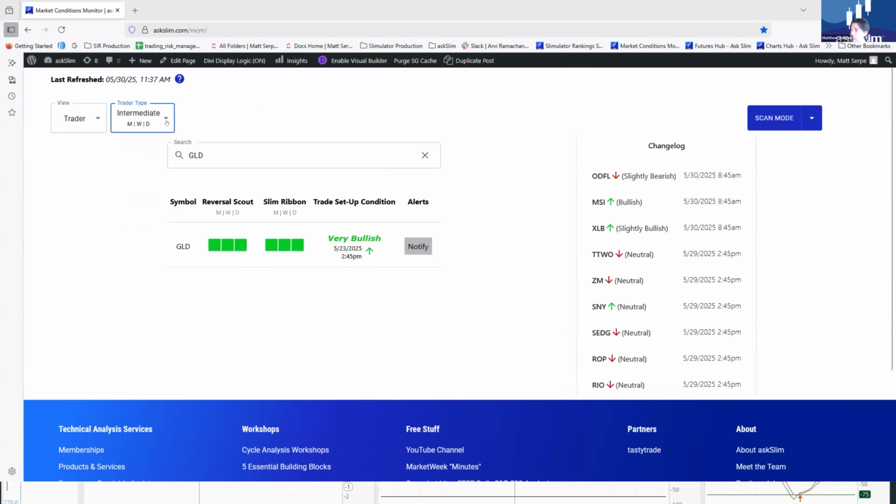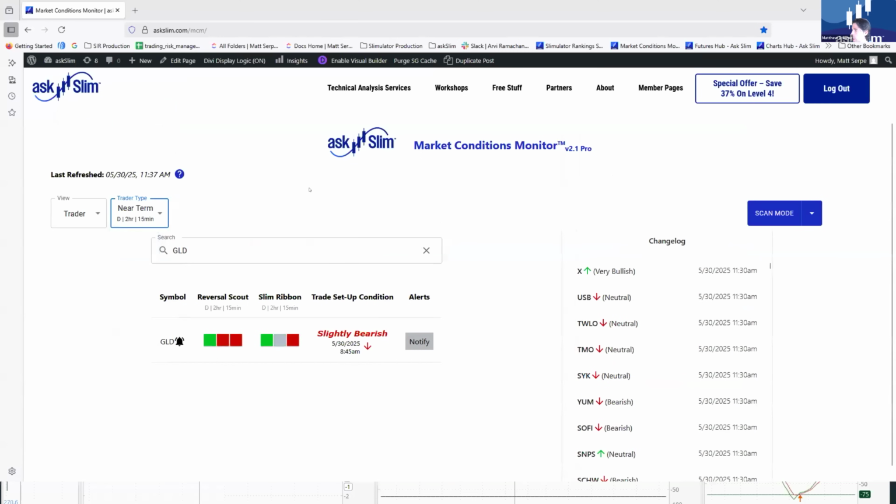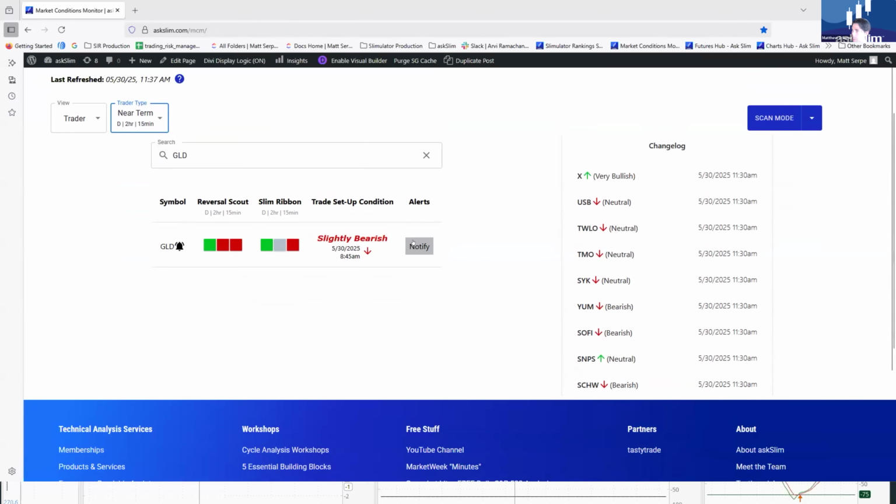So here at askSlim, we are very directional in the way that our methodology generates the technical evidence. And so if you're following that type of style, then yes, having the smaller position sizing in those smaller time frames makes sense. Now, as things shift, as the gold market shifts back to a more bullish condition, what you can do with the market condition monitor is you can set up notifications for yourself.